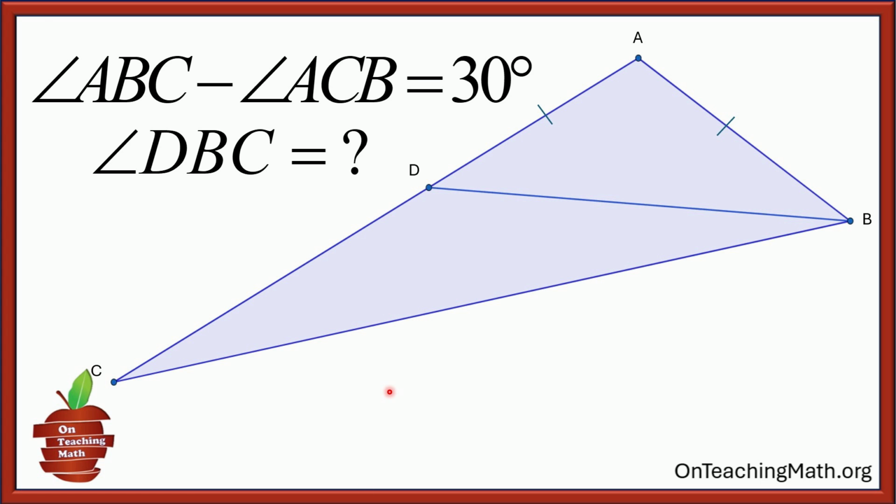I've got a pretty cool classic geometry problem for us here. We've got this triangle ABC, and we're told that if you take angle ABC, this one, and subtract ACB, which is this one, the result is 30 degrees, and our job is to find this angle right here, DBC.